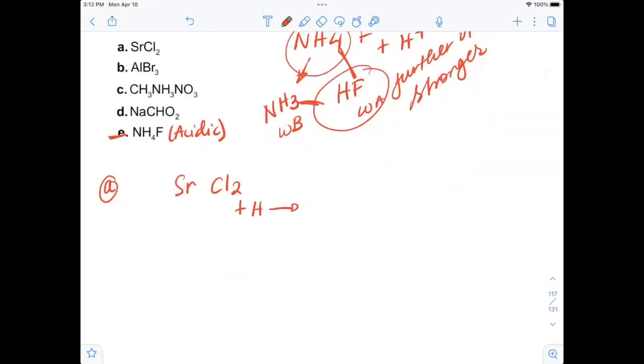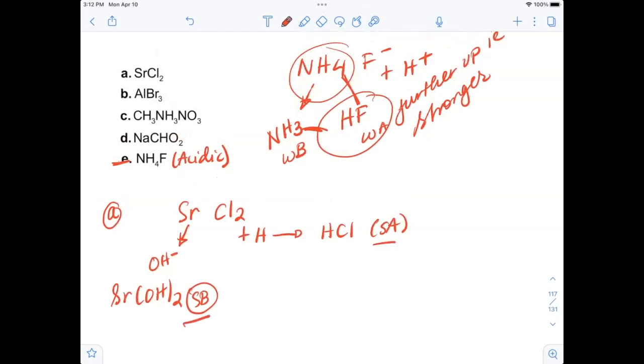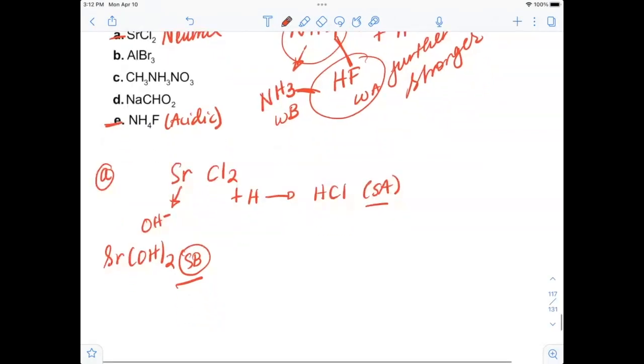Add H plus to get HCl. I'm not really balancing the equation here. Add OH minus to get Sr(OH)2. This is a strong acid. This is a strong base because this is a group 2 hydroxide, right? So if both parents are strong, we end up with neutral. All right, here, neutral. First one done.